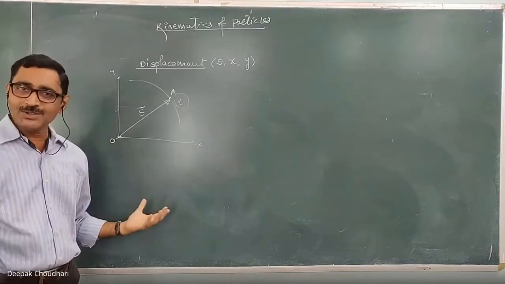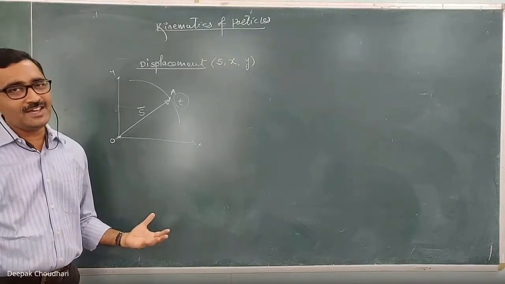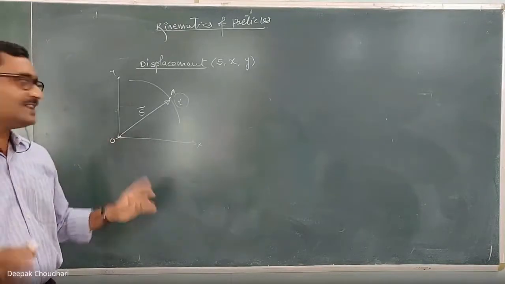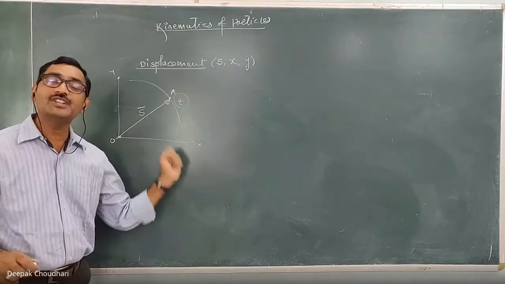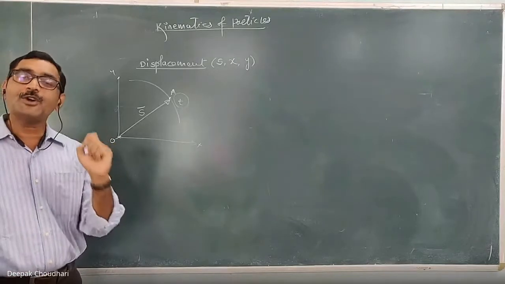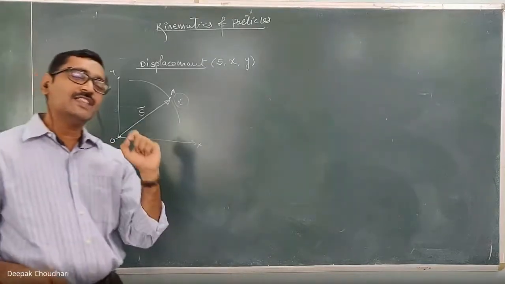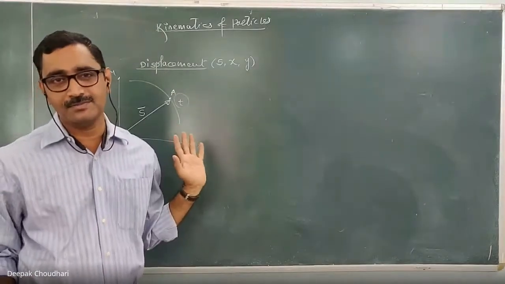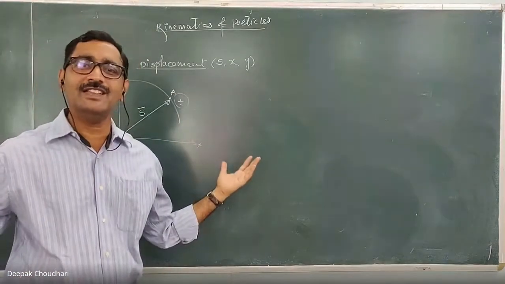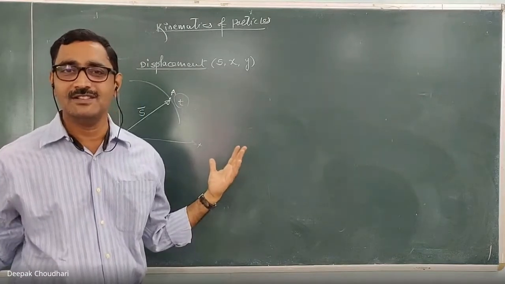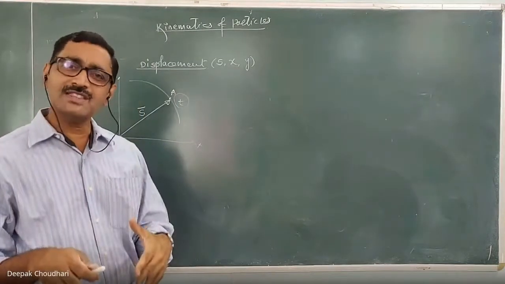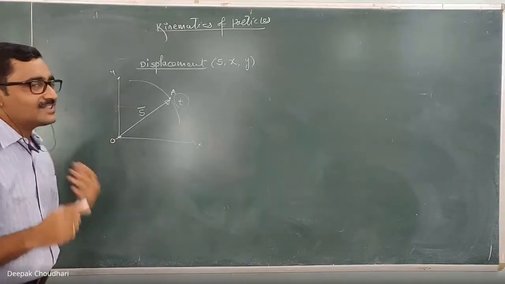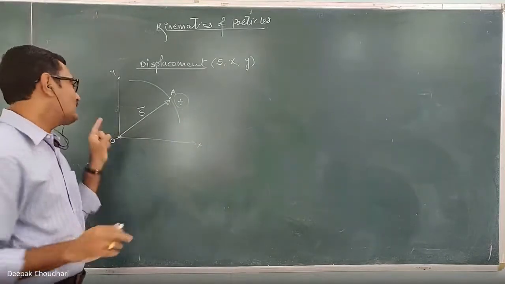Now where to take the origin? You can take the origin anywhere, but most of the time we consider the origin as the starting point of the particle. The point from where the particle begins its motion can be considered as the origin, but it is not hard and fast. Apart from that you can consider any origin and write down the displacement vector, but we are going to consider the starting point as the origin.